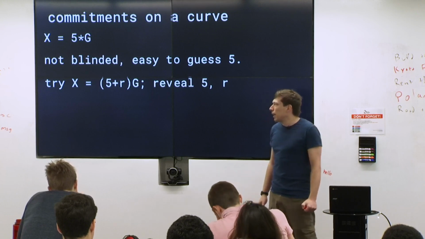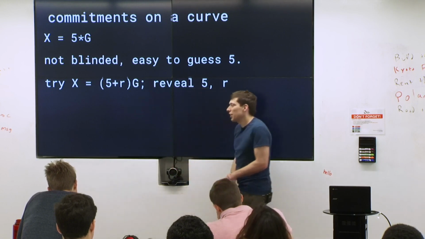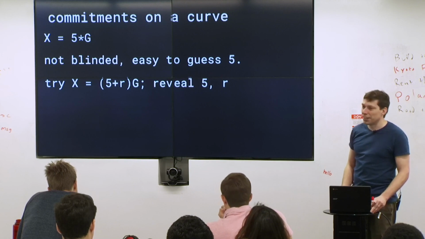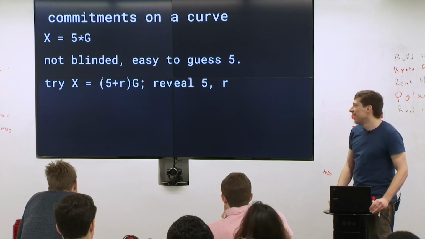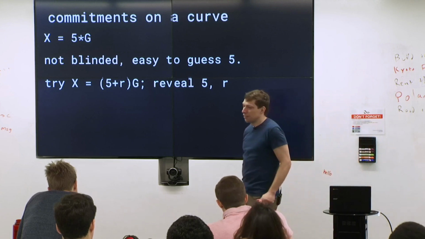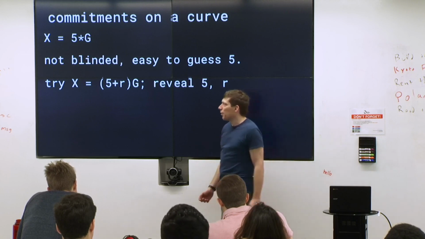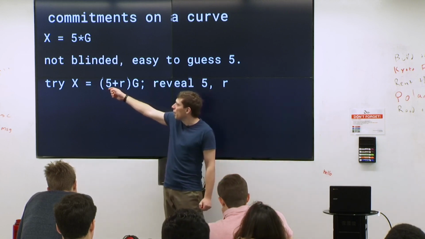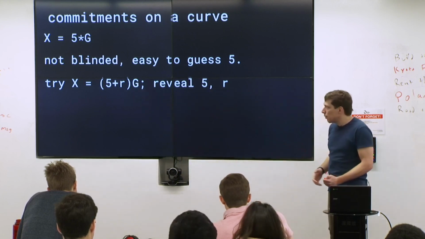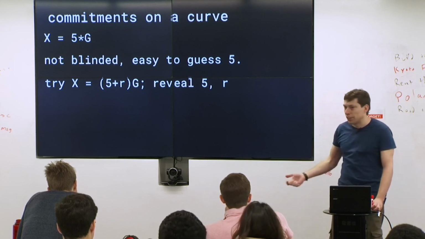Okay, how about this? Seems like a good idea? I should say it in a less obvious way. It's not a good idea. So why don't we say, okay, add a blinding factor. What would the problem be here? I'm saying, I want to commit to 5. I'm going to add some random number r, and then multiply that sum by g. And then when I want to reveal that I was committed to 5, I reveal 5 and r.